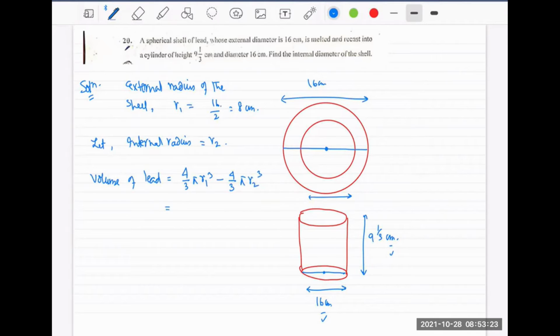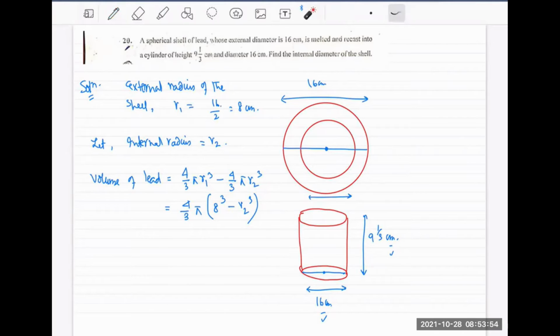Okay, now we can take out a common factor. 4 by 3 pi can be taken out as a common factor. R1 is how much? R1 is 8. So we will put 8 cubed here, minus, 4 by 3 and pi have already been taken out, so R2 cubed. We don't know the internal radius, so we will put R2 here.